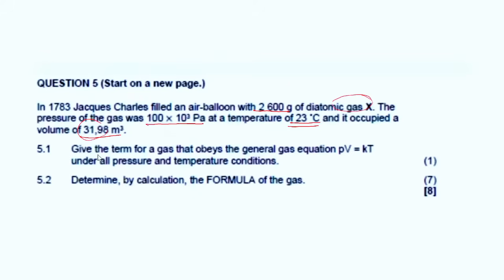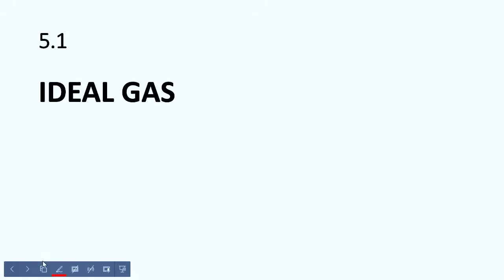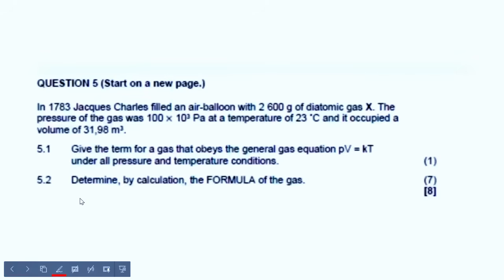Then 5.1 says, give the term of a gas that obeys the general gas equation PV equals nRT under all pressure and temperature conditions. So we just spoke about that. We said an ideal gas will obey the gas laws at all conditions of pressure and temperature, right? Then 5.1, we say that's an ideal gas. Then 5.2 says determine by calculation the formula of the gas, and that is a lucrative 7 marks, right?